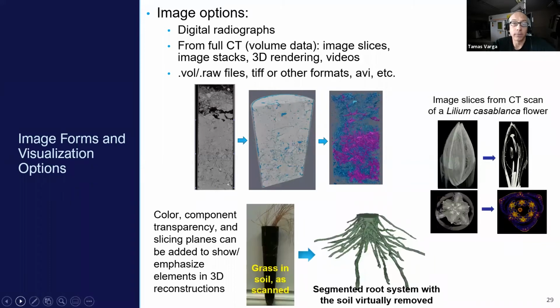And in terms of file formats, the 3D data is in most cases .vol or .raw file format. It can be opened using different software. The image stacks we can provide in TIFF or JPEG or any image format, and we can create animations, AVI files, just slicing through or more sophisticated animations. Some further examples are shown in this slide. On the right is a lily flower. Also, you can see the 3D rendering versus the one slice image and the false coloring, or the segmented root image at the bottom.